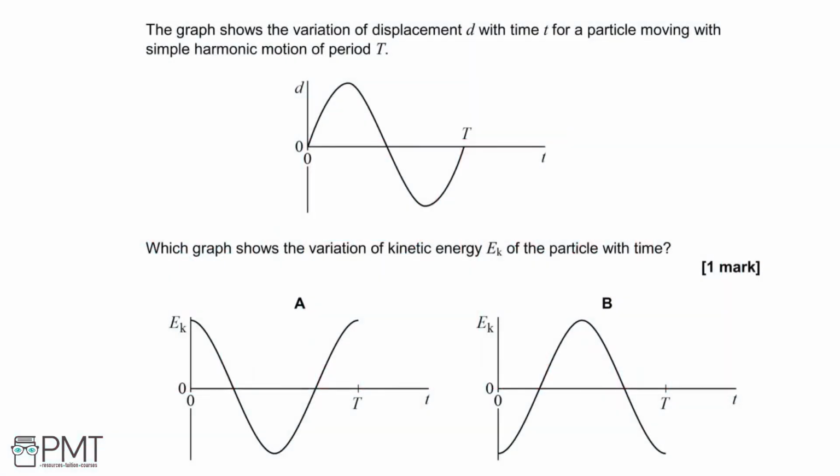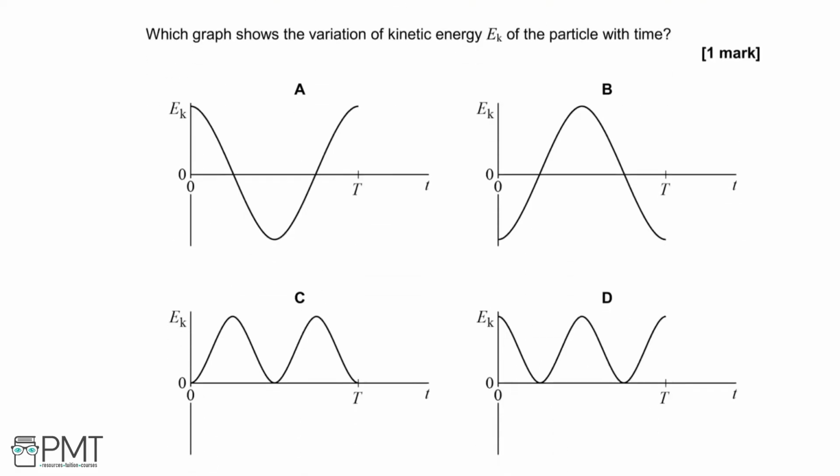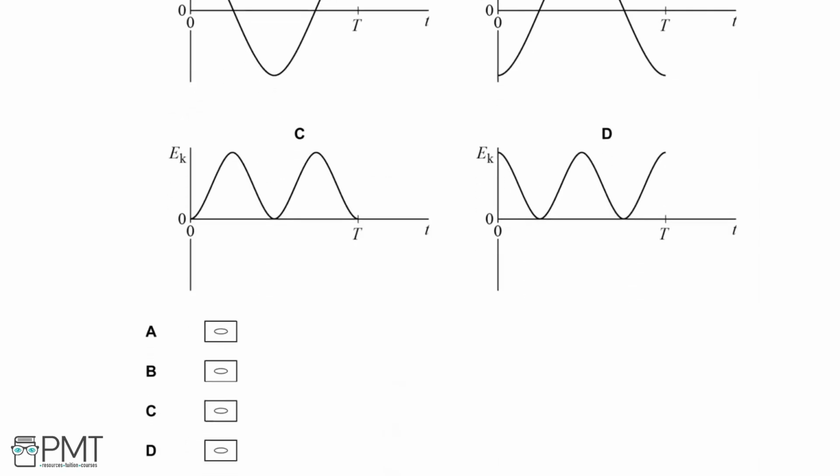The graph shows the variation of displacement d with time t for a particle moving with simple harmonic motion of period t. We've got a graph there, you can see it's a sine wave, and it only goes up to that time period of t, and it's got displacement on the y-axis and time on the x-axis. Which graph shows the variation of kinetic energy, Ek, of the particle with time? Now we have 4 graphs here, and then we've got A, B, C, or D, which link up to those.